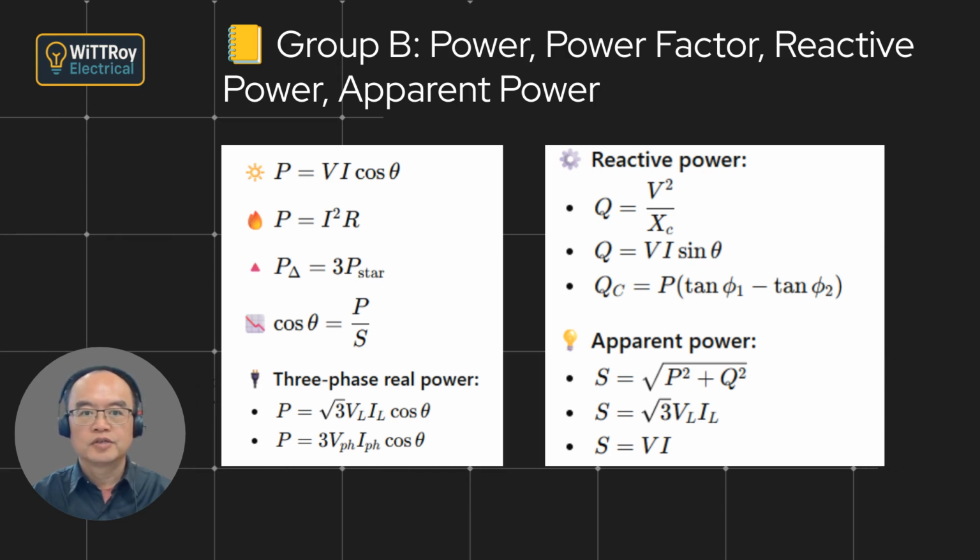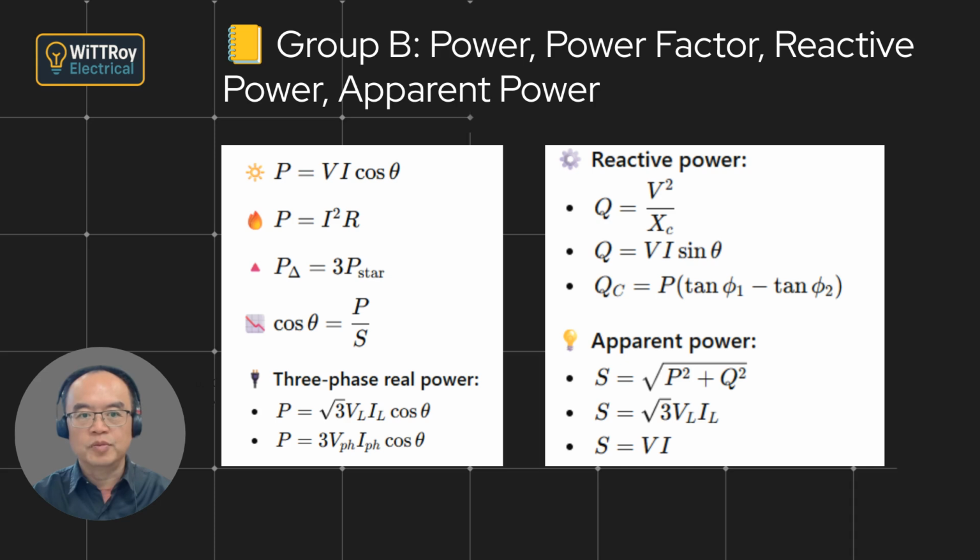Now we go to the next formula. The formula is S equals square root of P squared plus Q squared. This formula calculates apparent power. S means apparent power in volt-amps. P is real power in watts. Q is reactive power in VARs. Repeat, S equals root of P squared plus Q squared.